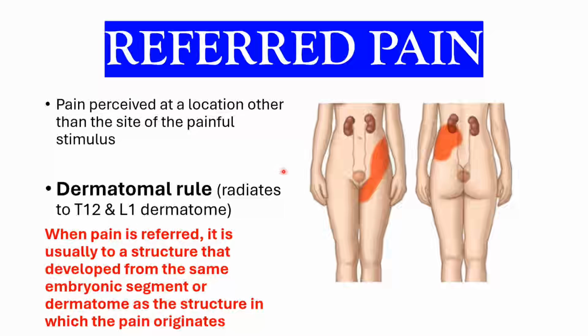Now we need to understand the concept of referred pain when we are talking about the anatomy of the ureter. Now, when we say referred pain, it is pain that is perceived at a location other than the site of the painful stimulus. So there's a site for the painful stimulus, however the pain is perceived in a distant soma.